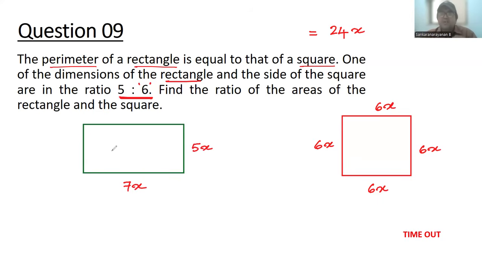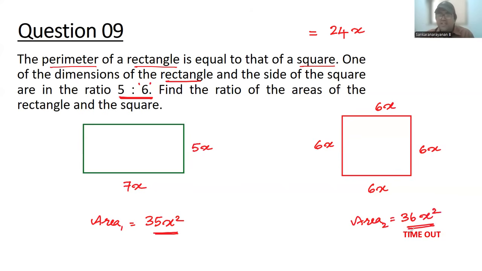So can you now tell me what is the area of the rectangle? I call it as area 1. Length into breadth, 7x into 5x, that is equal to 35x square. That's the area of the rectangle. What about the area of the square? I call it as area 2. That is 6x into 6x, that is 36x square.